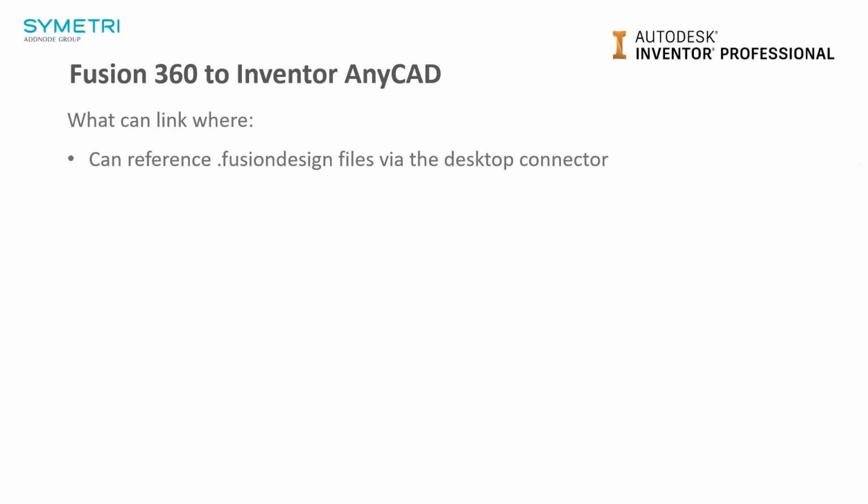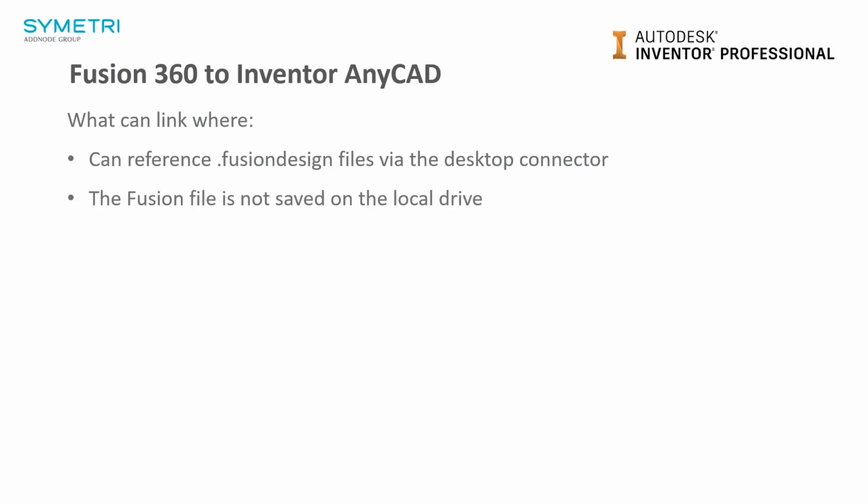Again, where are the links? In the latest versions of Fusion, the files are called .fusion design files. They used to be called F3D files, but they've changed the file format. The .fusion design files connect up through something called the Desktop Connector, and I'm going to show you how to download the Desktop Connector and why it's important to this AnyCAD solution that we're provided.